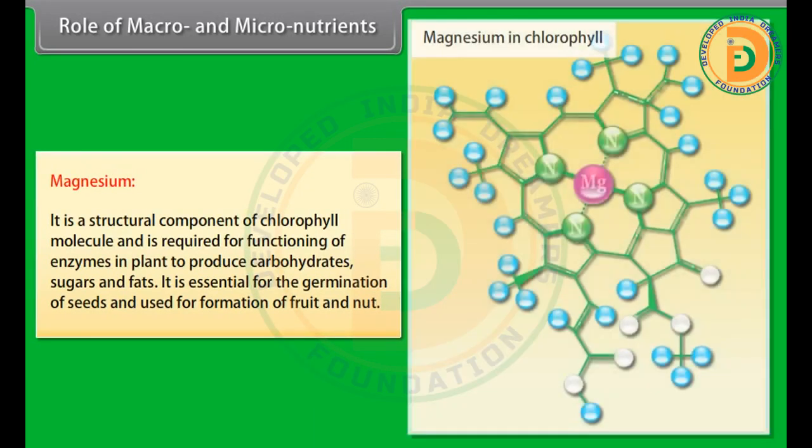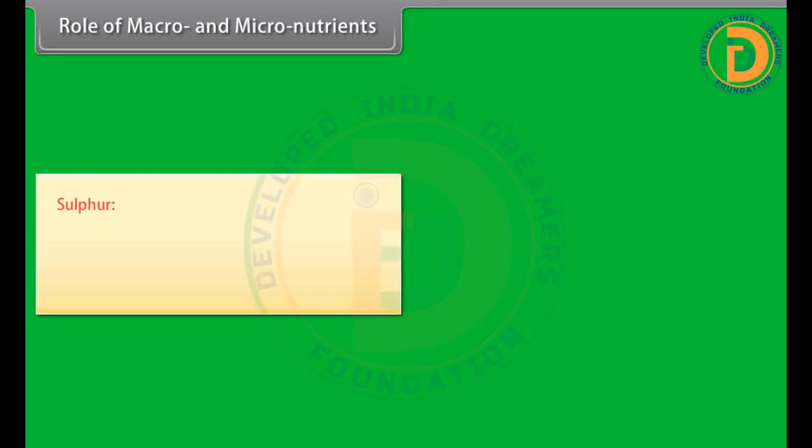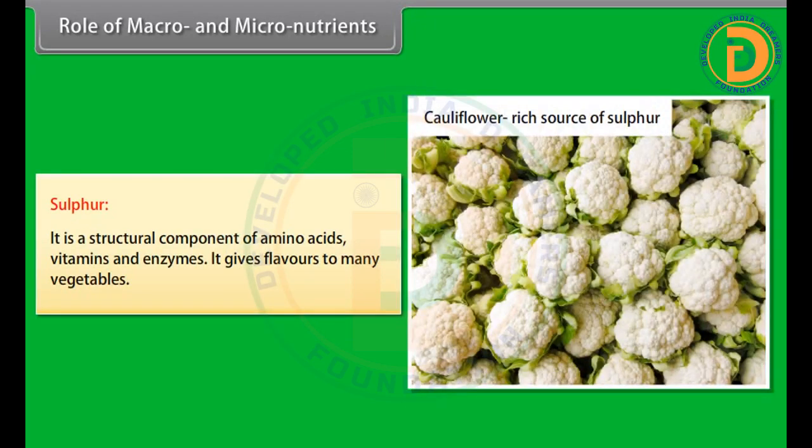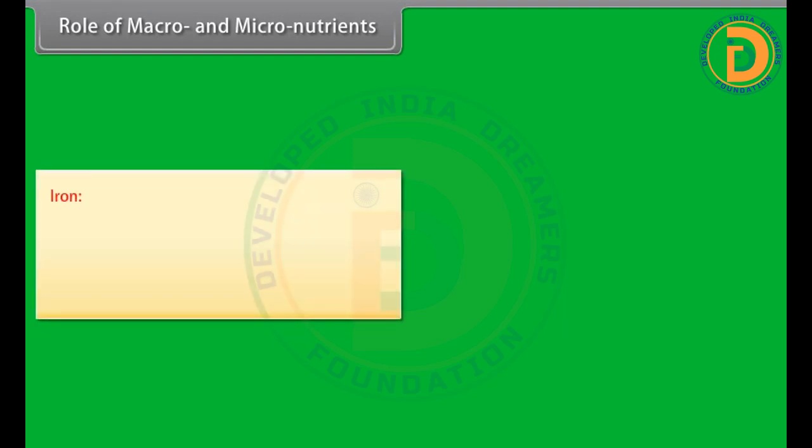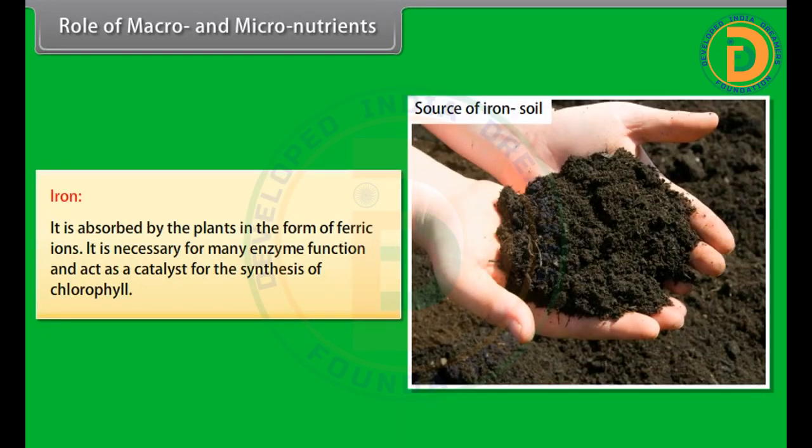Magnesium. It is a structural component of the chlorophyll molecule and is required for functioning of enzymes in plants to produce carbohydrates, sugars and fats. It is essential for the germination of seeds and used for formation of fruits and nuts. Sulfur. It is a structural component of amino acids, vitamins and enzymes. It gives flavors to many vegetables. Iron. It is absorbed by the plants in the form of ferric ions. It is necessary for many enzyme functions and acts as a catalyst for the synthesis of chlorophyll.